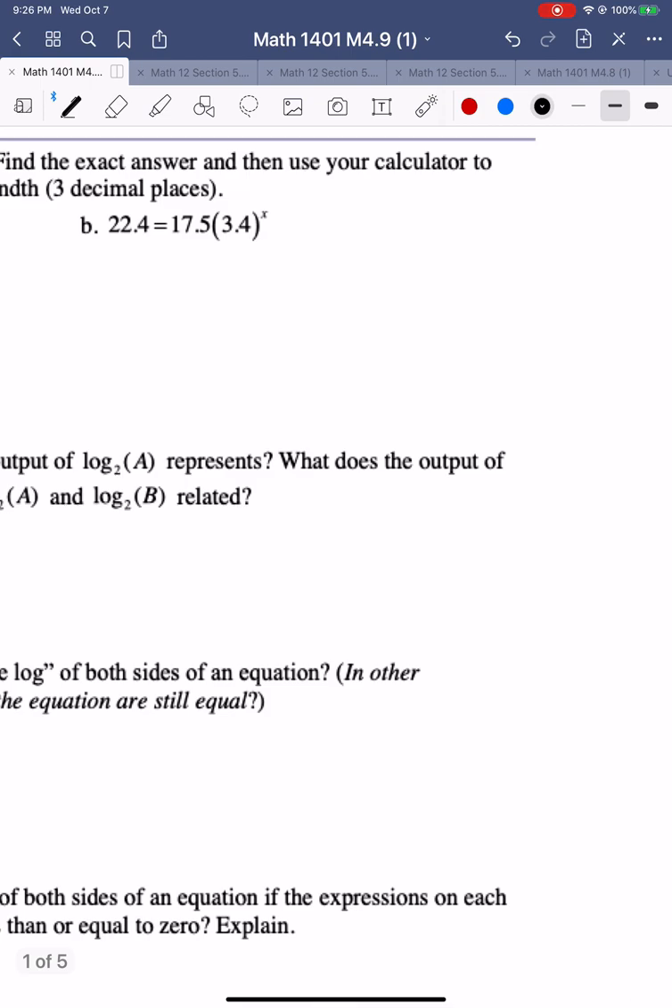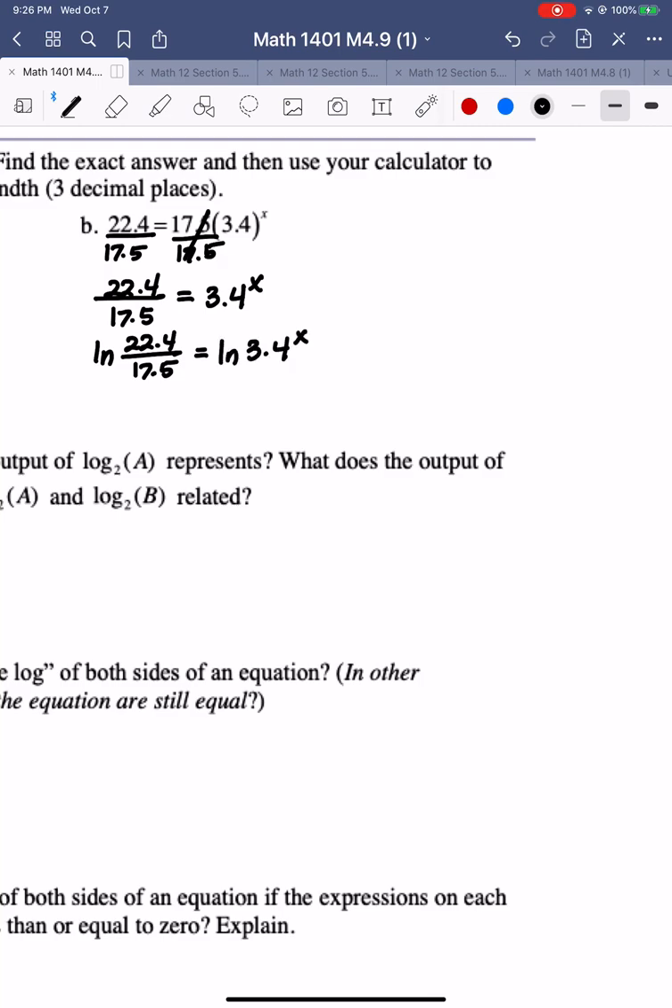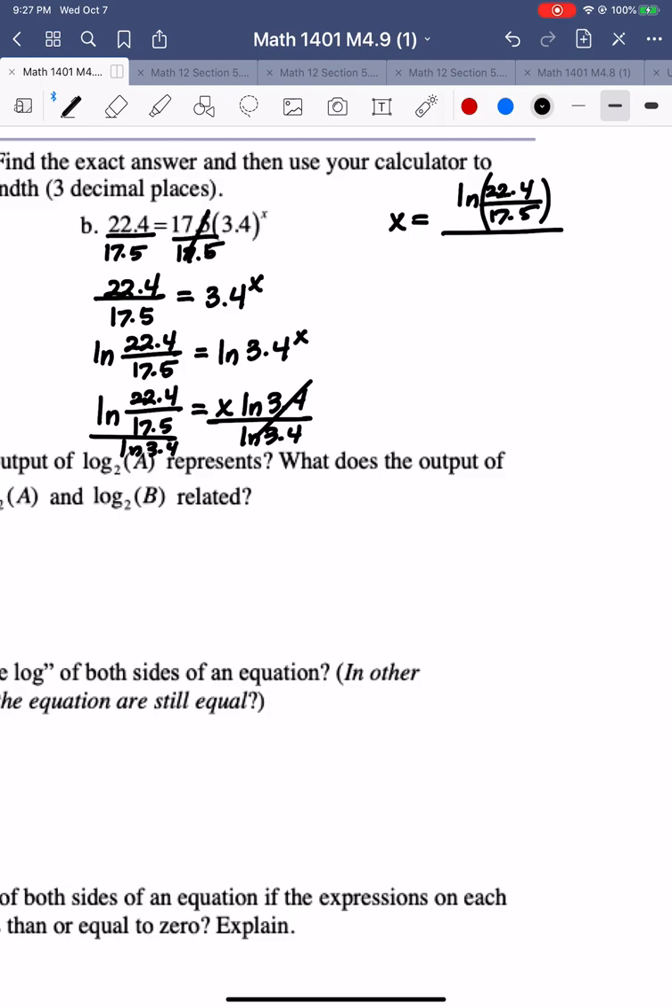Now for part b, 17.5 is not a base, it's not the base of the x power, right? So you have to divide it, and that cancels out. So you get 22.4 over 17.5, which equals 3.4 to the x power. Then you can put the log, but this time I want to use the ln. So ln of 22.4 over 17.5 equals ln of 3.4 to the x power. Now you have x times ln of 3.4, and then divide by ln 3.4 on both sides. You get x equals ln of 22.4 over 17.5, over ln 3.4. This is the exact solution, and it is approximately 0.202.